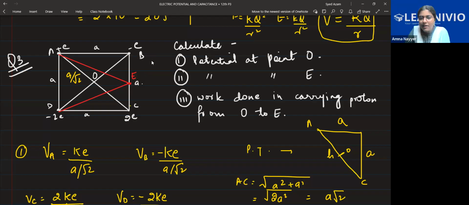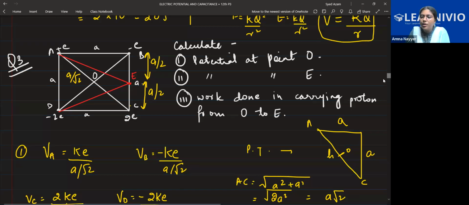So see, this whole is A, so half of it will become A by 2. This will become A by 2, right? So we have the separation between 2E and point E, and between minus E and point E. This we know, this we know. Now only these are missing, because we need to calculate potential due to plus E and minus 2E, that is A and D. For A and D, we need these separations. So class, this is not difficult. The way we calculated it for AC, we can calculate it for AE. The only sides will change. This is A by 2. This is the hypotenuse AE.